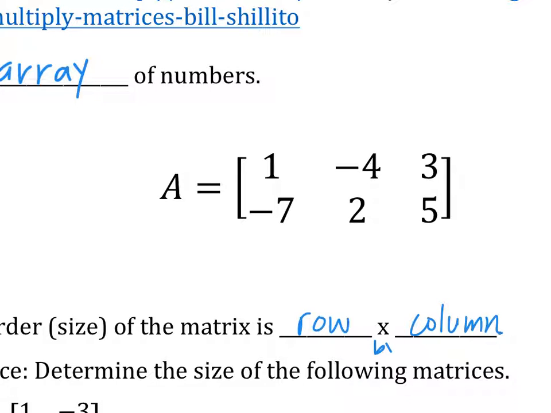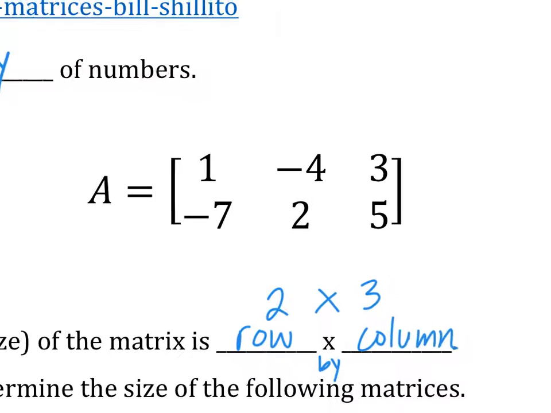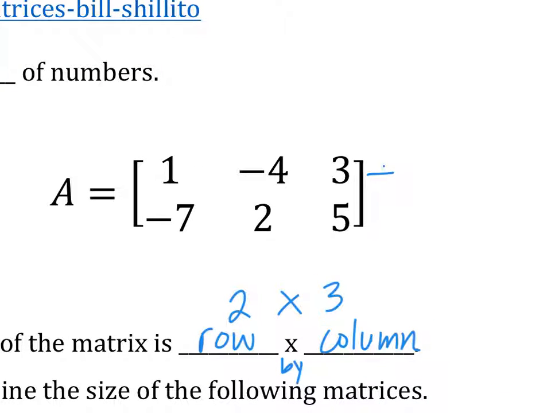How many columns? Columns go vertical. 3. So 2 by 3. You say 2 by 3. The size is 2 by 3, not 2 times 3. And the way we number the rows is we name it going down. So row 1 and row 2, going top to bottom. Columns go from left to right. So this is column 1, column 2, column 3.